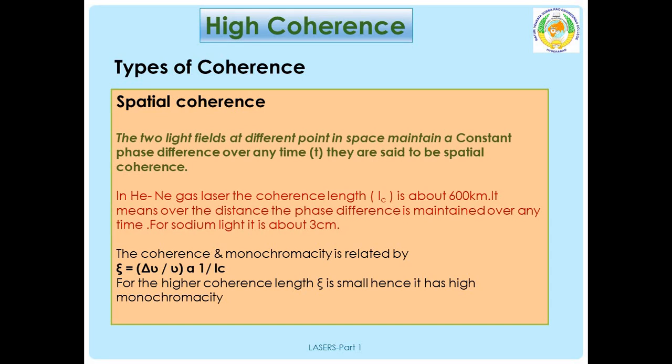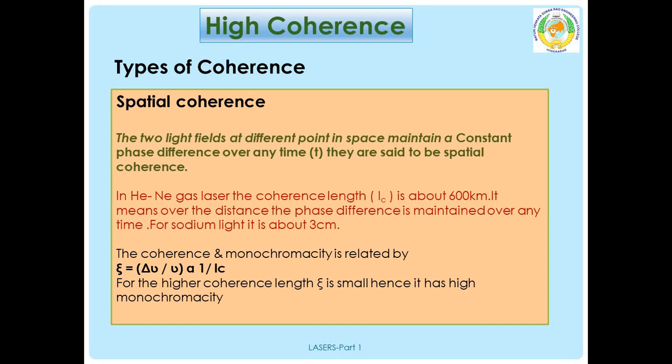So what is spatial coherence? The two light fields at different points in space maintain a constant phase difference over any time t. Then they are said to be spatially coherent. In helium neon gas laser, the coherence length, LC, is about 600 kilometer. It means over the distance of 600 kilometer, the phase difference is maintained over any time. Whereas for the ordinary sodium light, it is just about 3 centimeter. So look at the difference, 3 centimeter for the ordinary light, whereas it is 600 kilometer for the laser light.